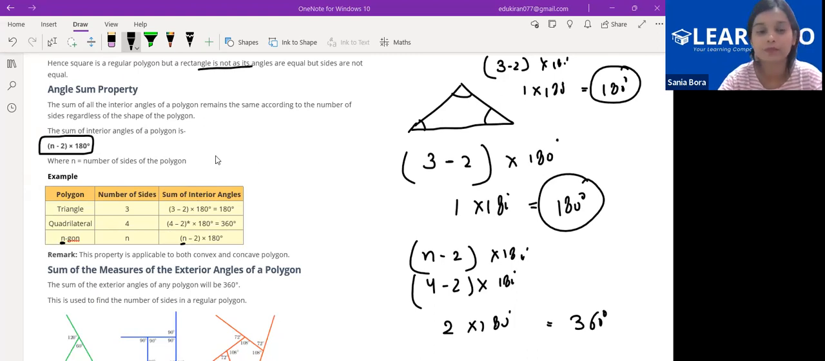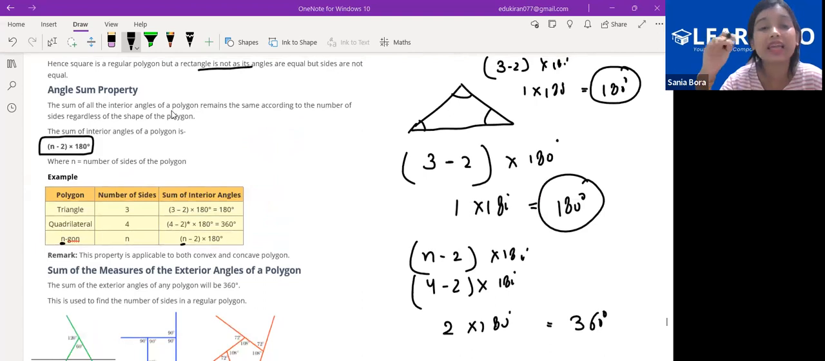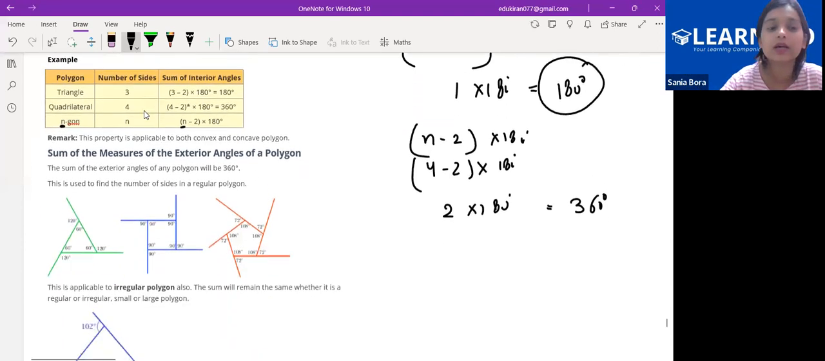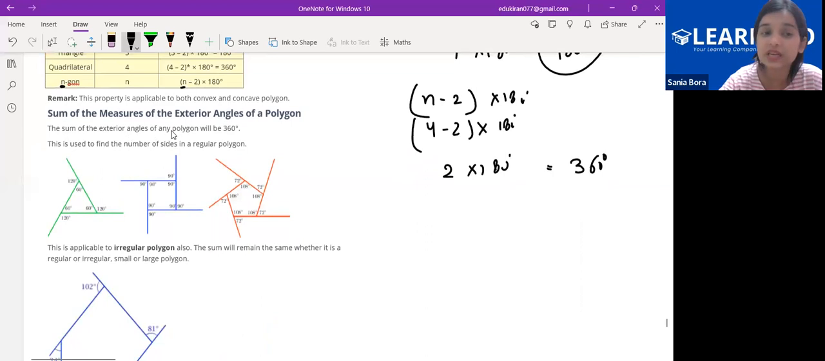Now, I was talking about the interior angle. I mentioned here specially the interior angle. But what about the exterior angle? Right? So, the sum of the measure of the exterior angles of a polygon. The sum of the exterior angles of any polygon is 360. Clear?